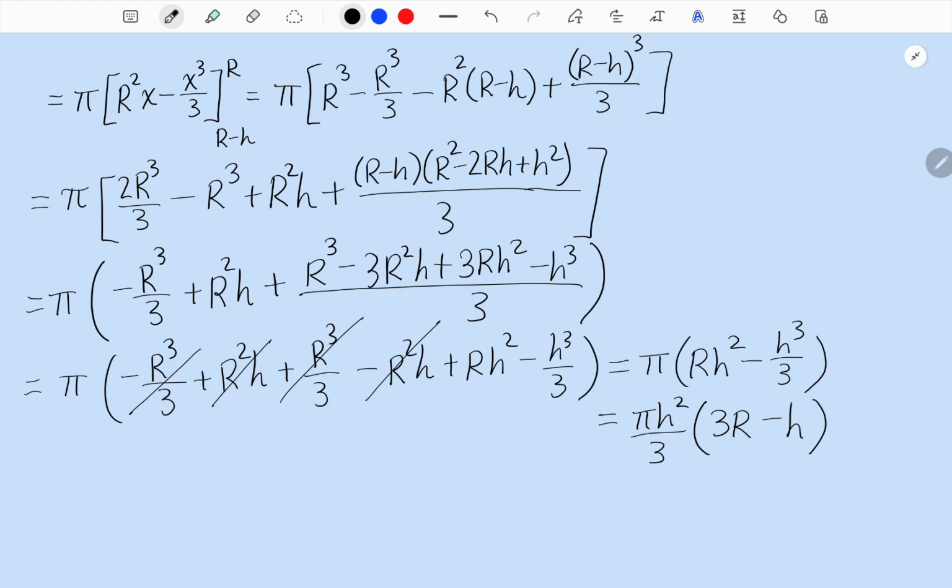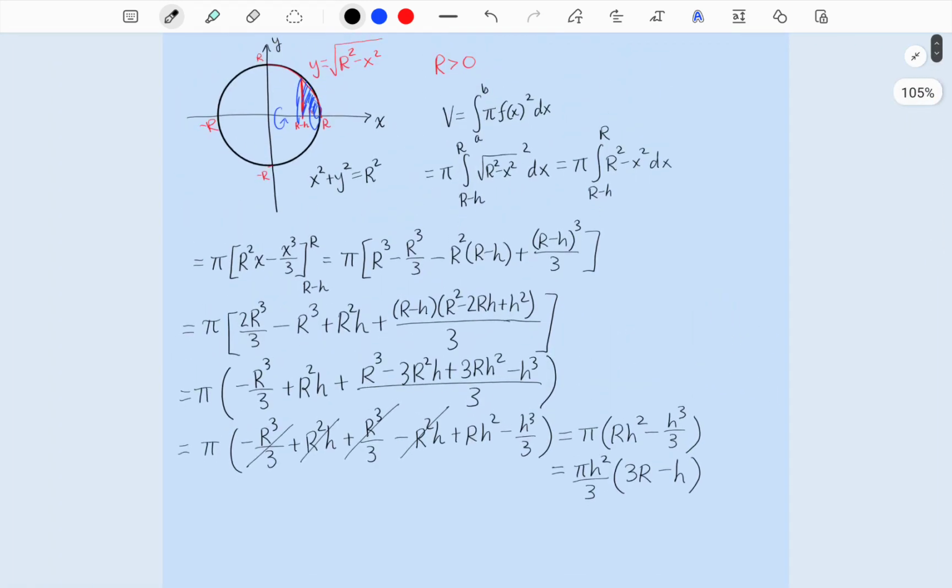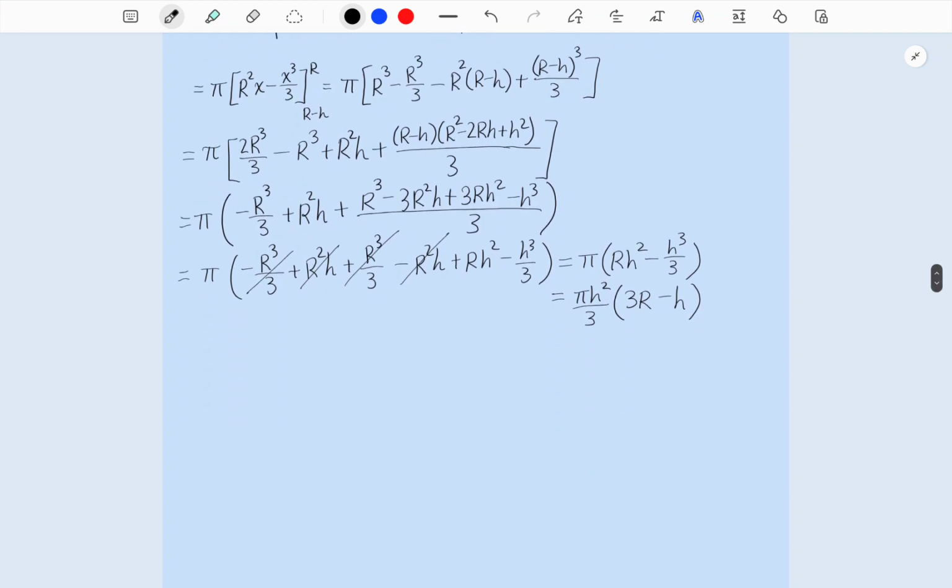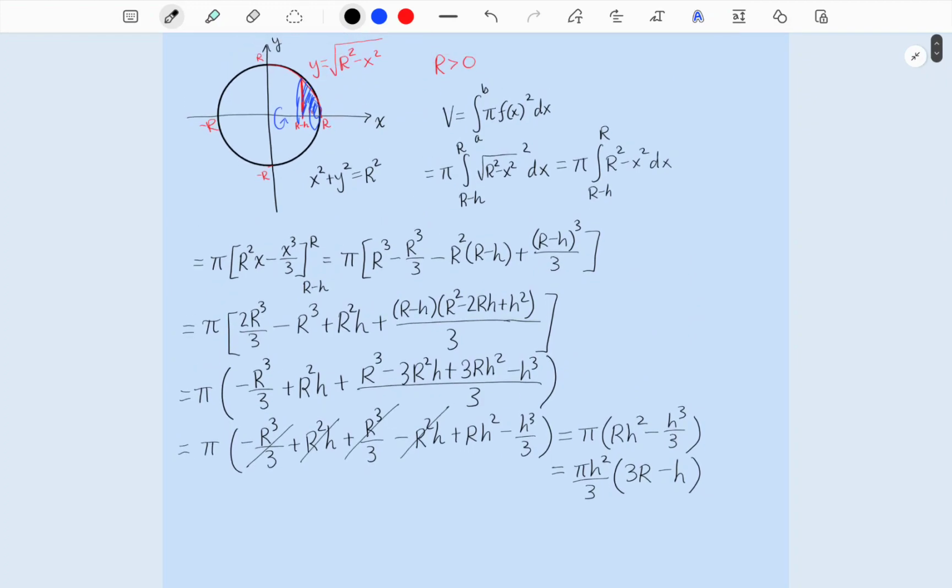Okay, so this is one of the ways to find the volume of a spherical cap. Okay, so it's not too bad if we use the Calc 2 integral calculus techniques for volume of solid of revolution. Now, the next part, I will go over how to do this using calculus 3 methods, polar coordinates.